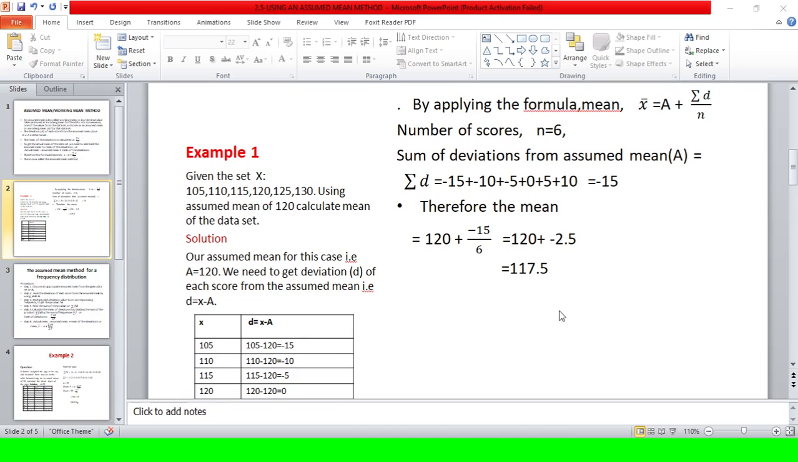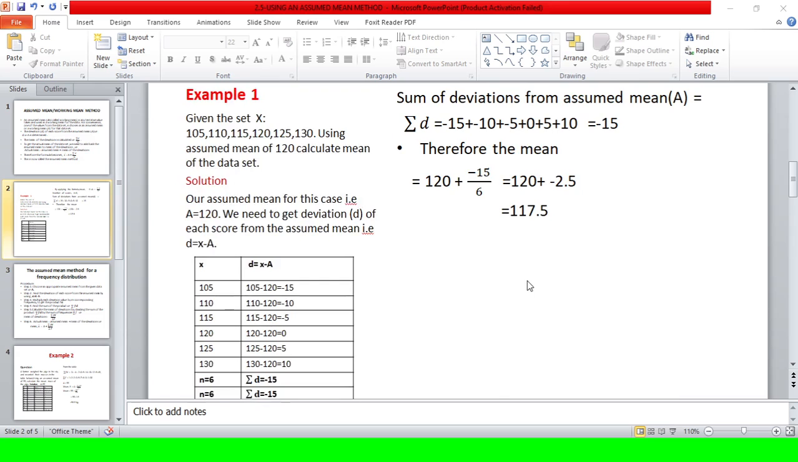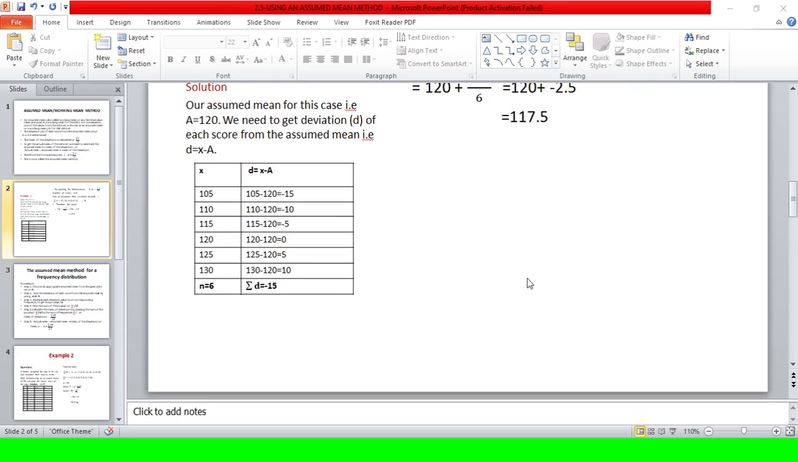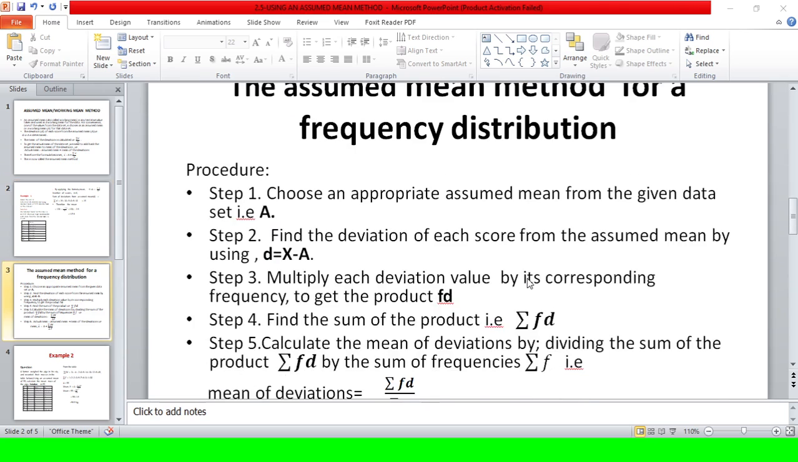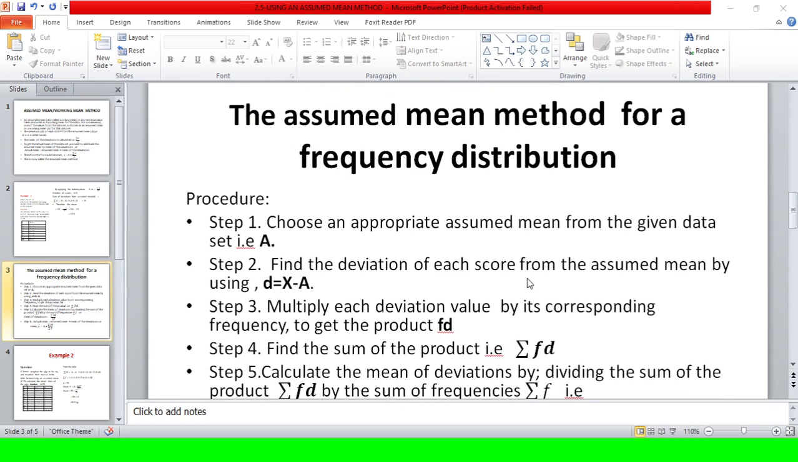So that is it. That's how to get the assumed mean of a simple data set such as this one in example 1. So we move to another level where we need to see how to get the mean of a frequency distribution using the assumed mean method.